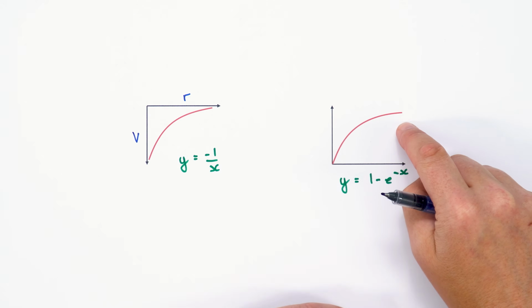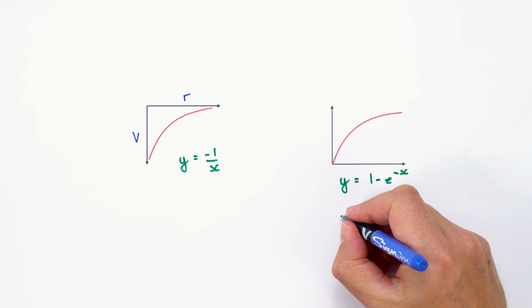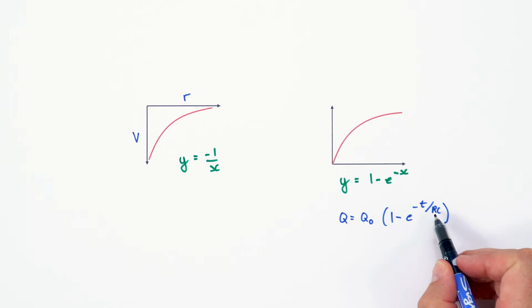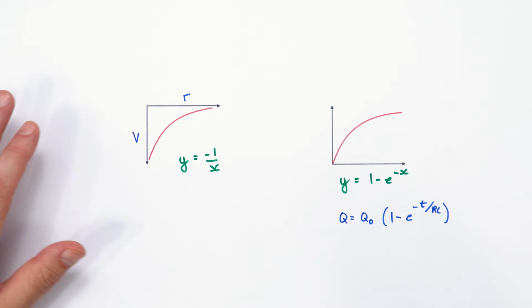Okay, and this could be if we're looking at a capacitor charging. If we were to look at the charge stored or the potential difference across it, we'd get a graph like this. And that's related to the equation that says Q is equal to Q naught times 1 minus e to the minus t over RC. If you've never seen that before, don't be scared.